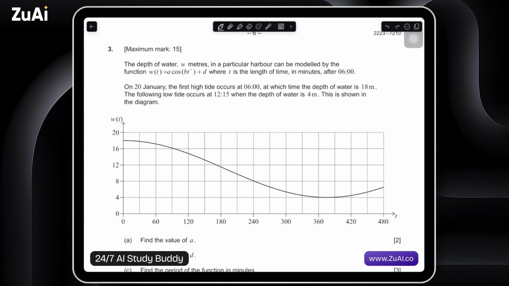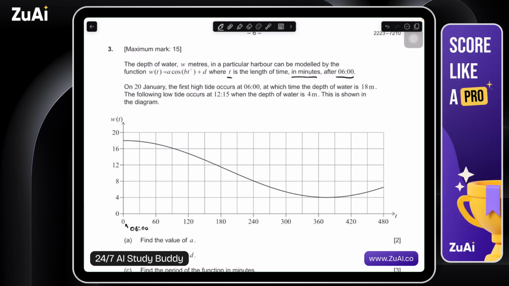They're telling us time. Time is measured in minutes. This is our input. And time measured in minutes after 6 in the morning. So if we were to put in some value of t equal to 0, this is actually corresponding to a value of 6 in the morning. And that's probably going to be important later on in the question.